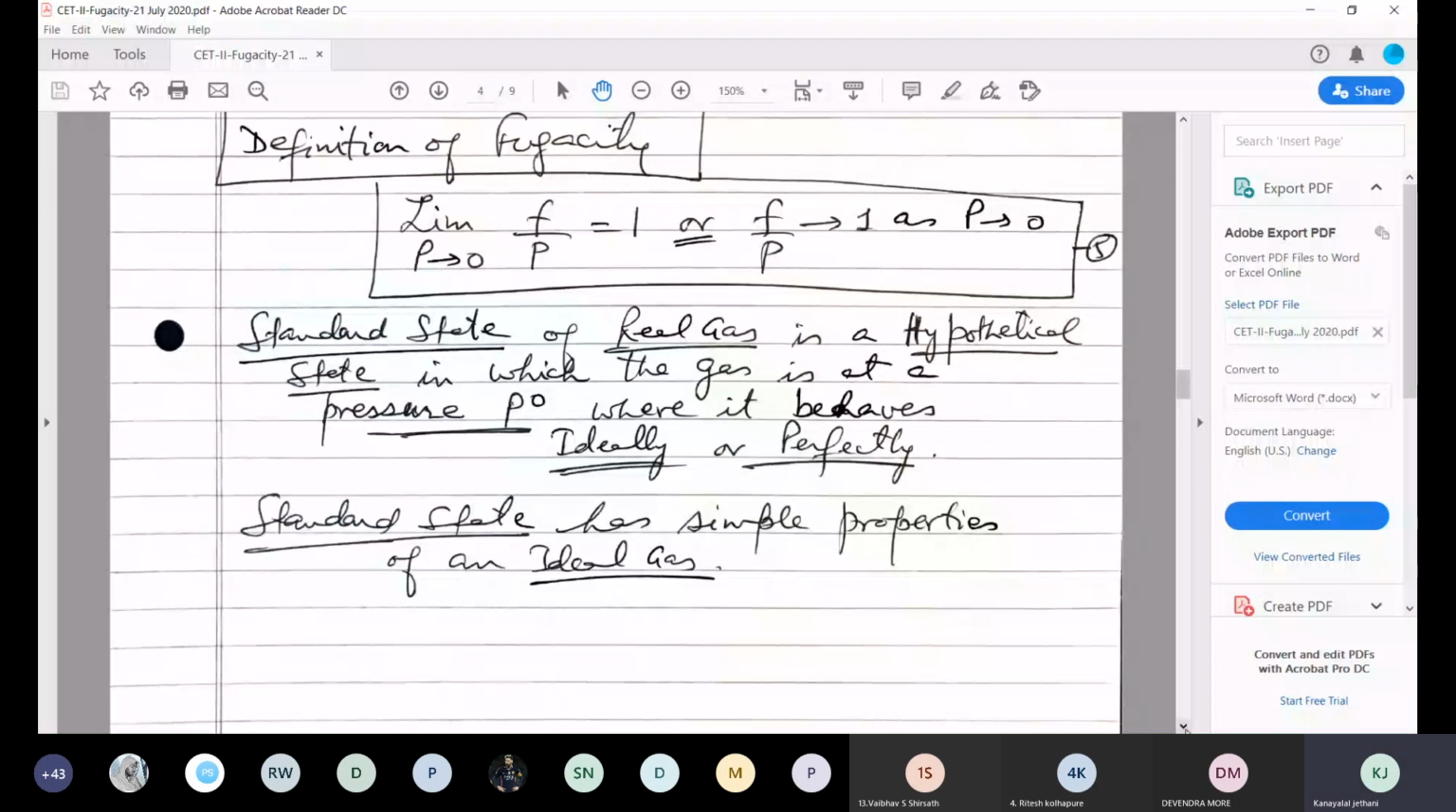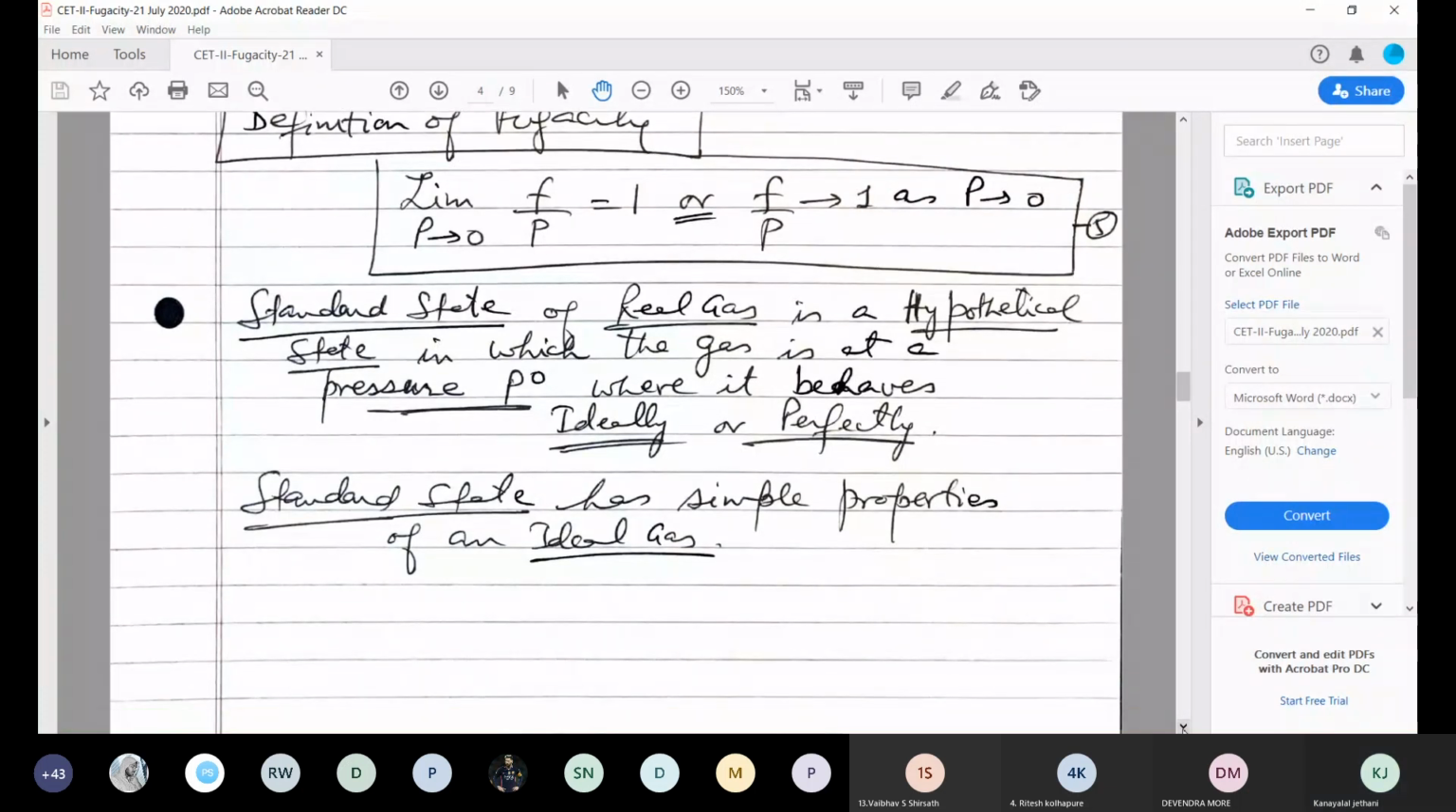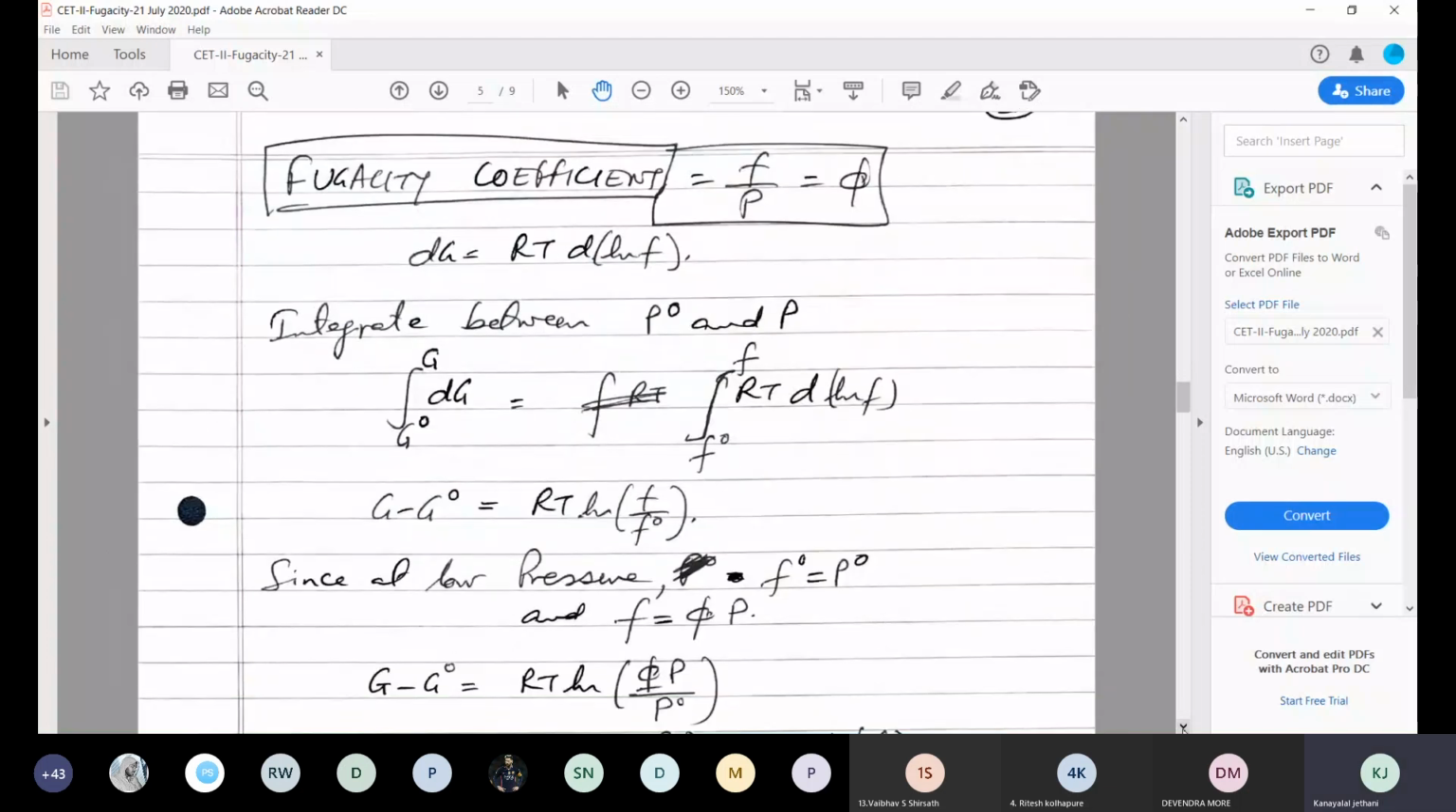You'll see some examples also, then you'll realize how the fugacity changes when the pressure increases. There are some examples which you'll see. Just for the time being, remember that at low pressure, fugacity is equal to pressure when the gas behaves like an ideal gas, and at high pressure, fugacity is not equal to pressure, and we'll see how to get the fugacity for high pressure.